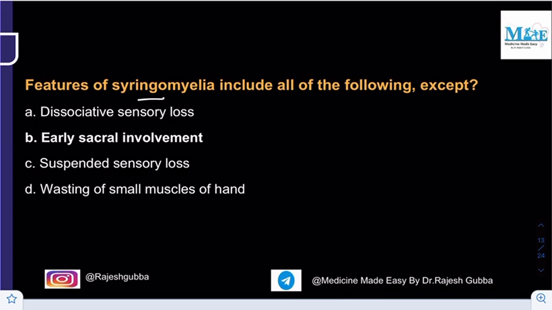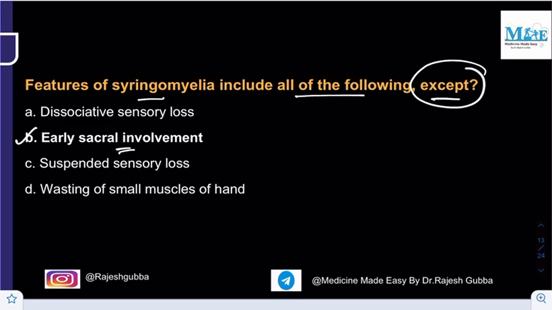Next, features of syringomyelia include all of the following except: dissociative sensory loss, early sacral involvement, suspended sensory loss, wasting of muscles of the hand. So here the question asked is except, so the answer is early sacral involvement, which will not be there.